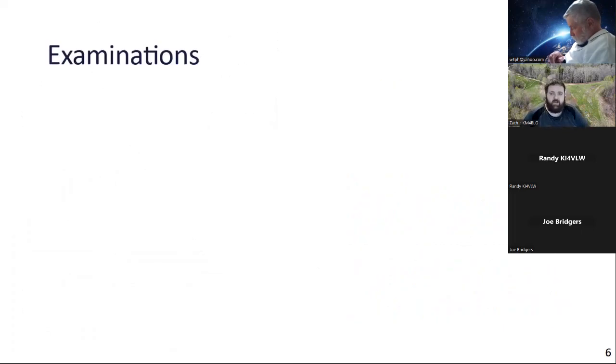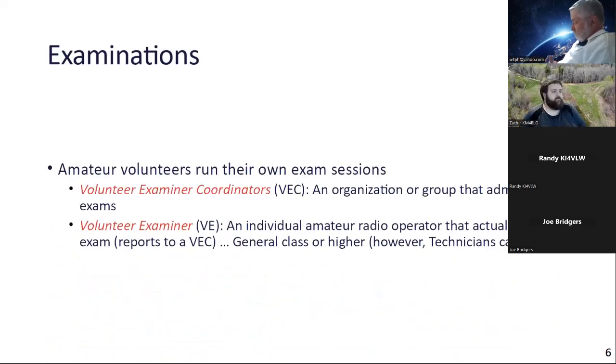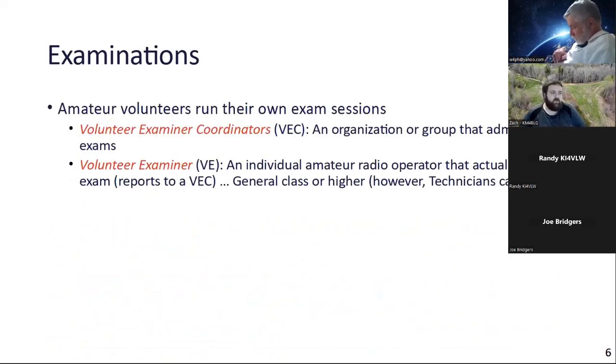Let's talk about examinations. We're studying for a test here. Let's look at what that entails. So amateur volunteers run their own exam sessions. Used to, you had to go all the way to an FCC office to take an exam. Nowadays, ham radio operators volunteer to give the exam to other people wanting to be ham radio operators. And basically, there's two roles in this.